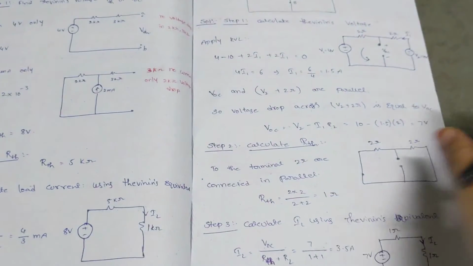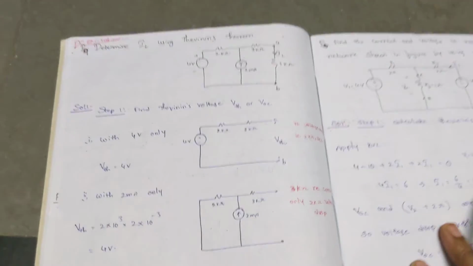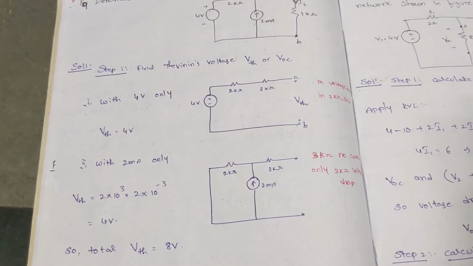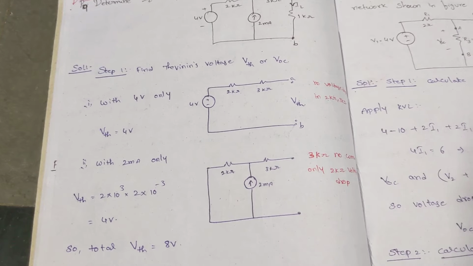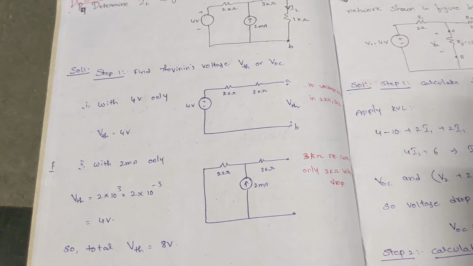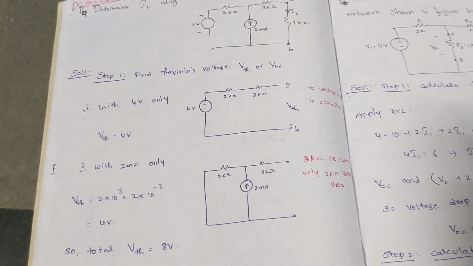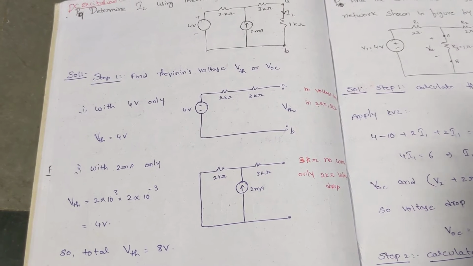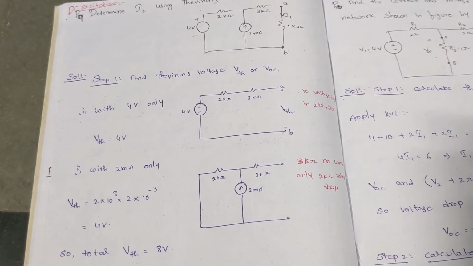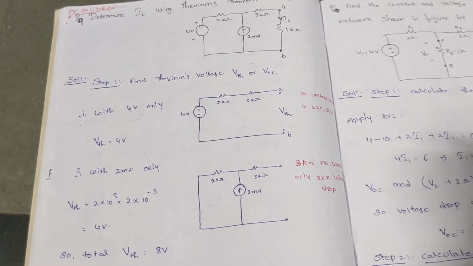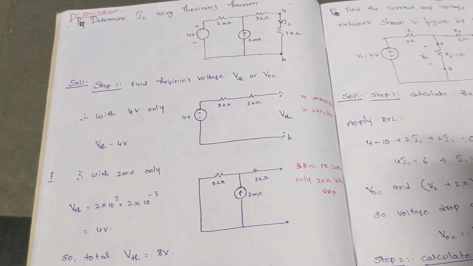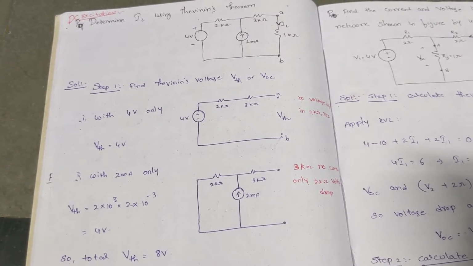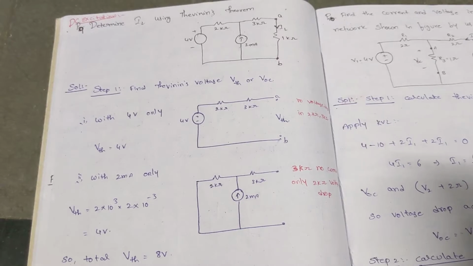Already in the previous session I provided one numerical related to AC excitation. Please understand that AC excitation is complex because when you deal with phasors and magnitudes, it is somewhat complex, and the way of solving is also a little bit complex.